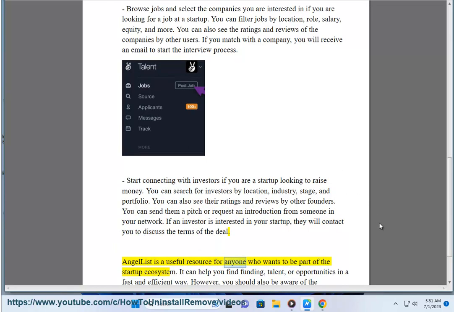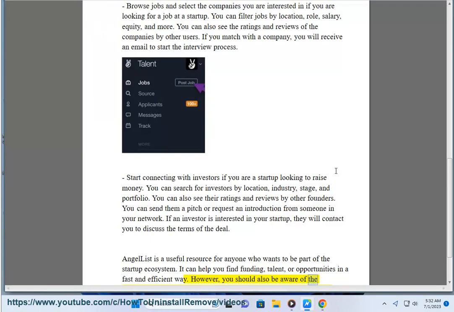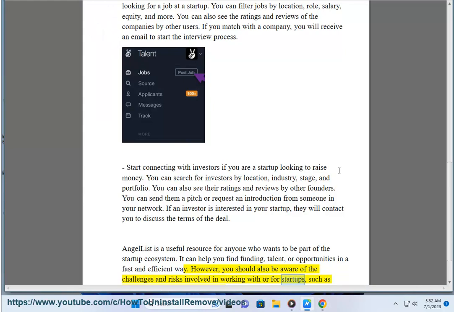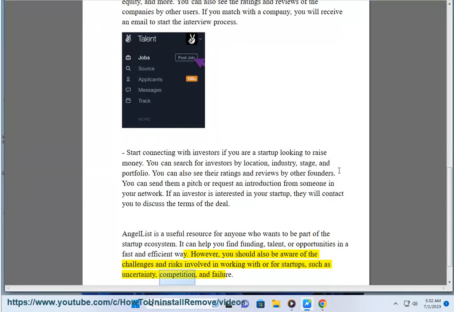AngelList is a useful resource for anyone who wants to be part of the startup ecosystem. It can help you find funding, talent, or opportunities in a fast and efficient way. However, you should also be aware of the challenges and risks involved in working with or for startups, such as uncertainty, competition, and failure.